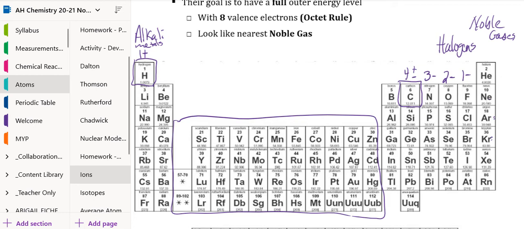Okay, what about the next group? They do have a special name. They're called alkaline earth metals. So if we take beryllium, or let's take magnesium, because we can really look at any of these. Magnesium, who's the nearest noble gas to magnesium? Neon. So what is magnesium going to have to do to look like neon? It's going to have to lose two electrons and have a charge of what? Two. Very good.